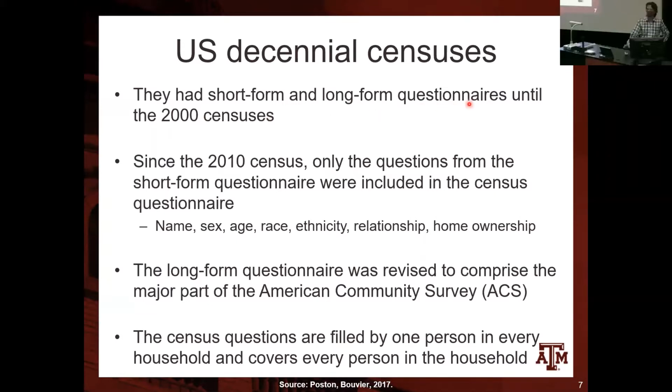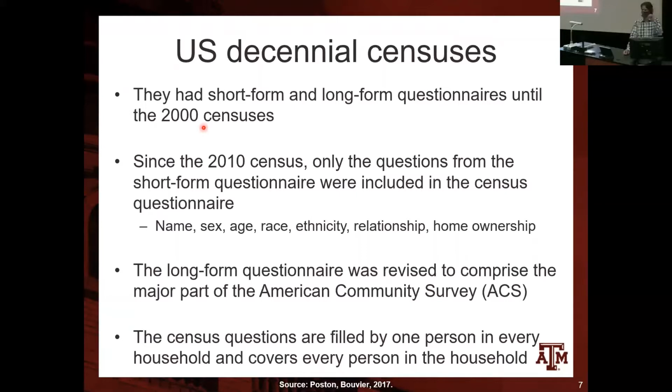But the long form questionnaire that was implemented up to the 2000 census, every 10 years, although it's called a long form questionnaire that was implemented in censuses, it was not implemented in all households in the US. It was actually implemented to specific samples of the population. Right? Usually it was implemented to only 5%, 1% of the households in the country, up to the 2000 census.